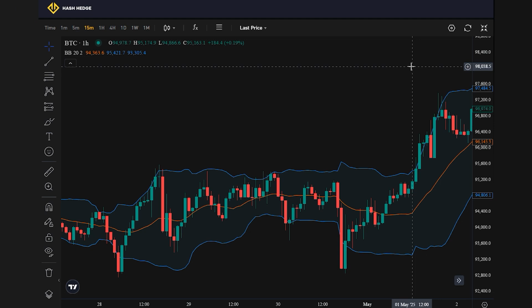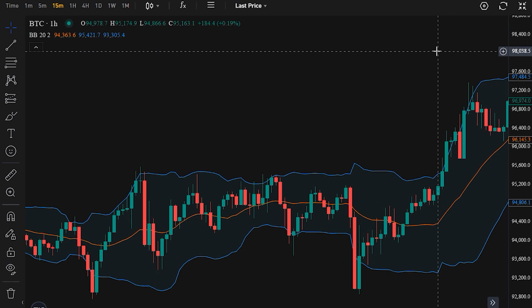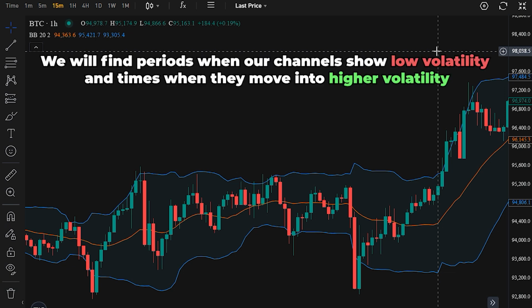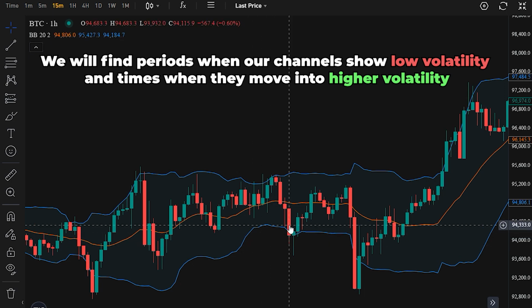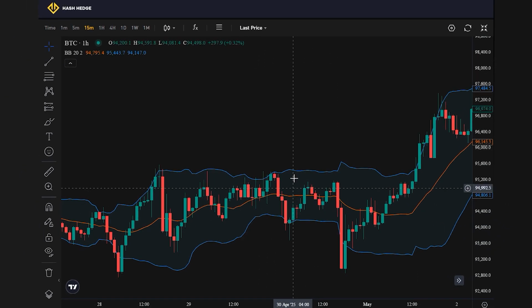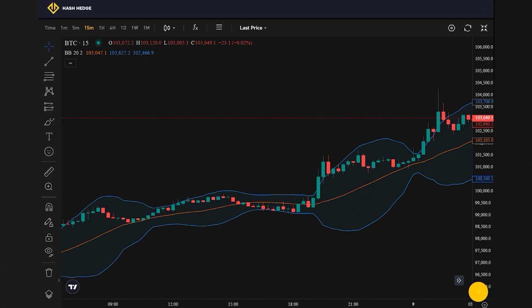I want to share with you a better strategy for using Bollinger Bands without other third-party indicators. Just a regular Bollinger chart. We will find periods when our channels show low volatility and times when they move into higher volatility. Let's look at this on another graph. That's the situation we need.